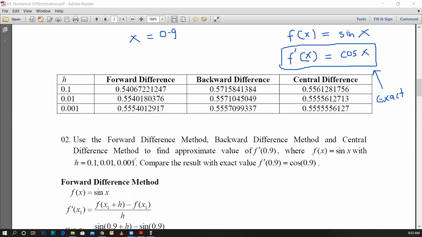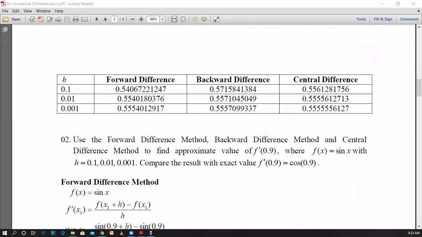Therefore, now first of all, you have to use the forward differencing, backward differencing, and central differencing methods, and then you are asked to compare these values with the exact values. Okay, now we'll see how we can perform the calculation. Here the forward differencing method is used as the initial method.